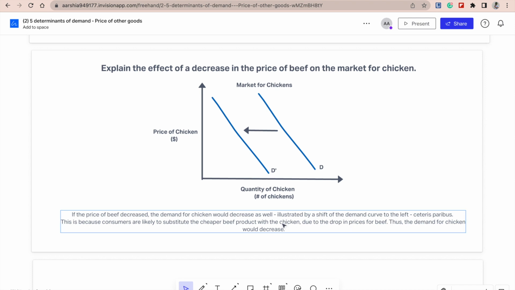So if you had to do this in written form, you would say that if the price of beef decreased, the demand for chicken would decrease as well, illustrated by a shift of the demand curve to the left, ceteris paribus. This is because consumers are likely to substitute the cheaper beef product with the chicken due to the drop in prices for beef. Thus, the demand for chicken would decrease.